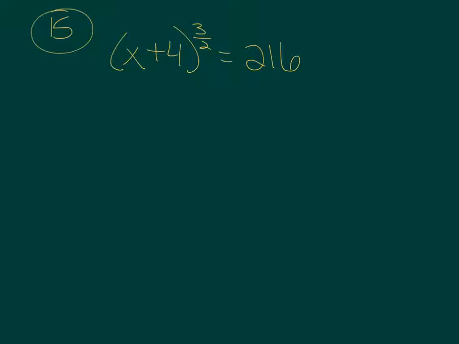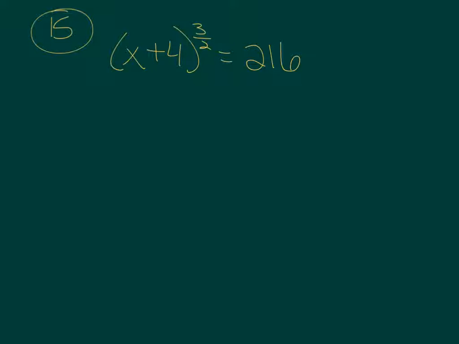Alright, 15 and 16 are similar to solving by the square root property. The only difference is we have the rational exponent. So it's got to be isolated just like before. And then the way you get rid of a rational exponent is you raise it to the reciprocal, because remember, a power to a power, you multiply the powers.